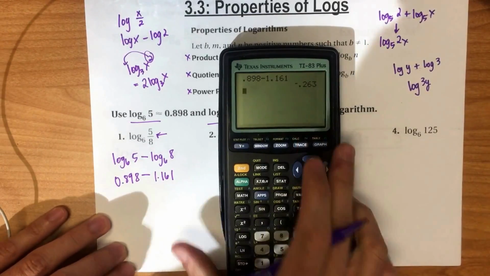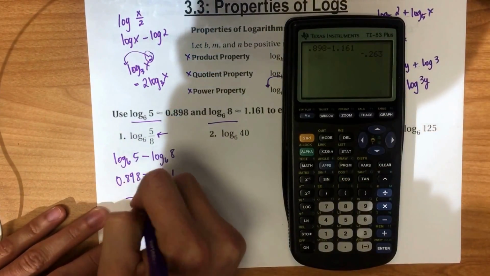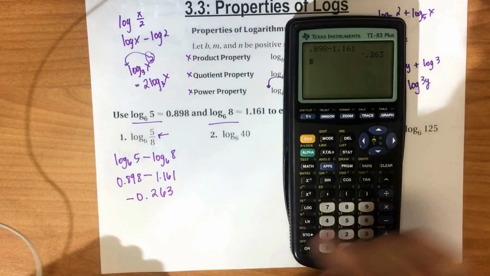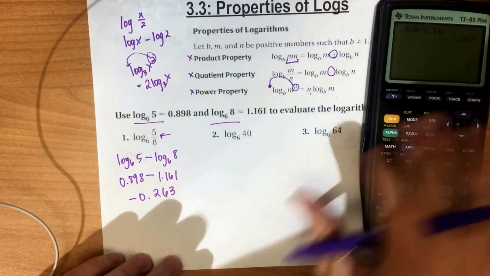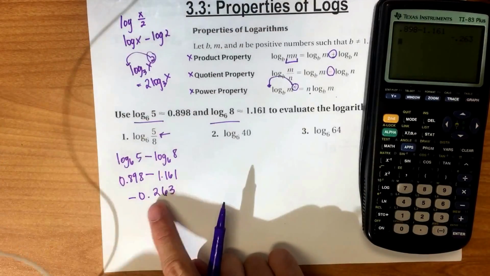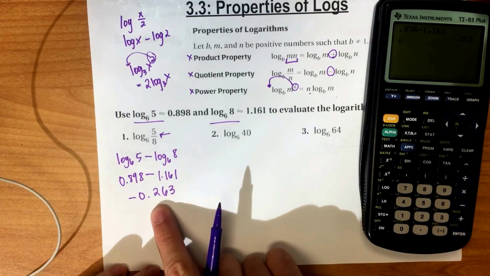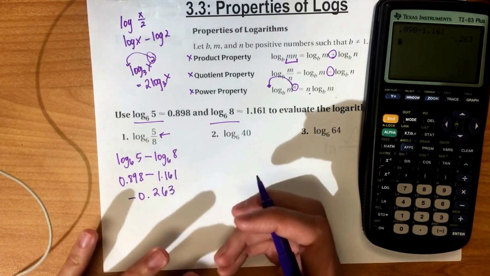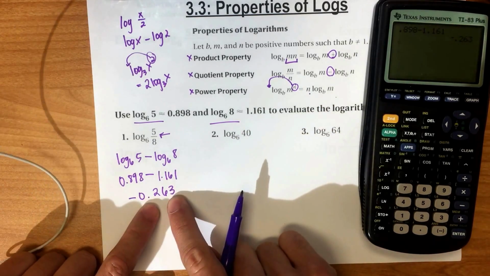So I get a negative number, so I get negative 0.263. Okay, so I want you to think about what this answer actually means. This is the power of 6 that's going to give you approximately 5/8. Now, why am I saying approximately? This is a rounded decimal.